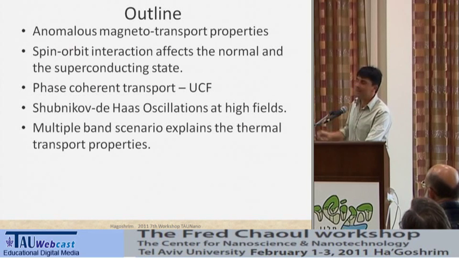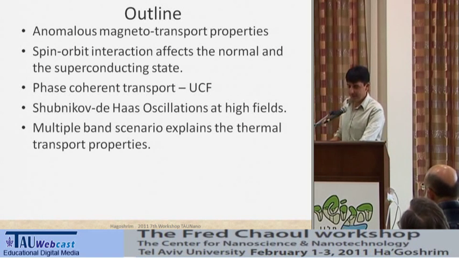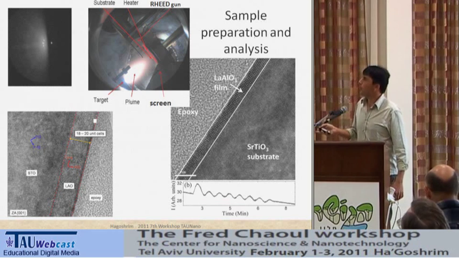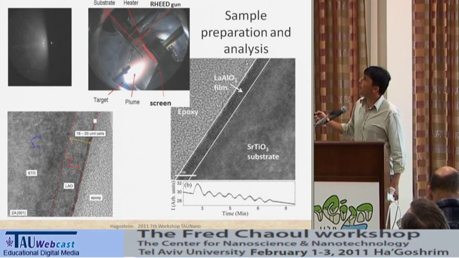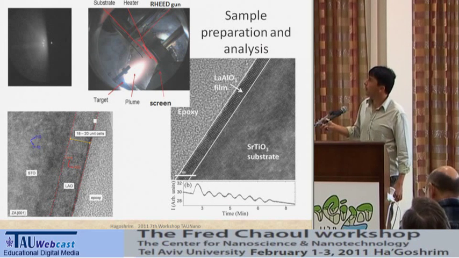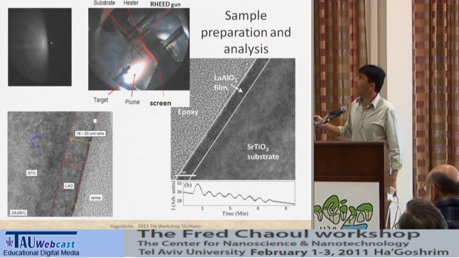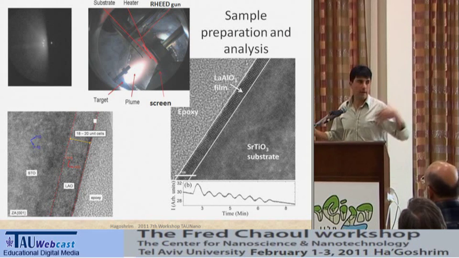And then I'll show you that multiple bands can explain some of the data. Okay, so first we want to make samples. We make them by pulsed laser deposition. This is the laser chamber. So the laser comes from outside of this chamber.